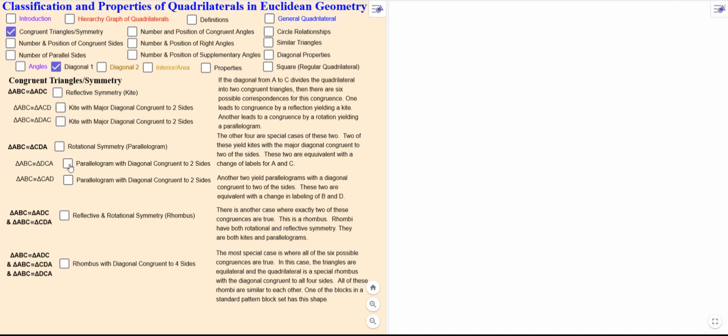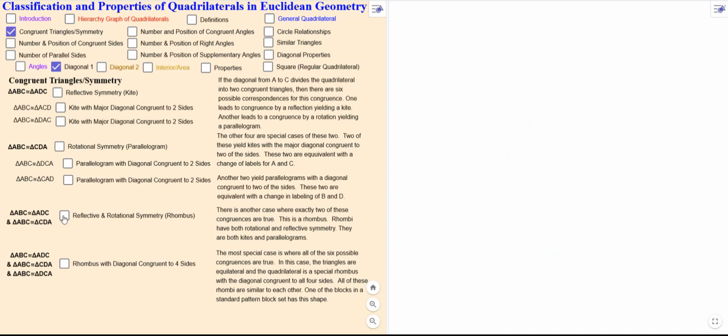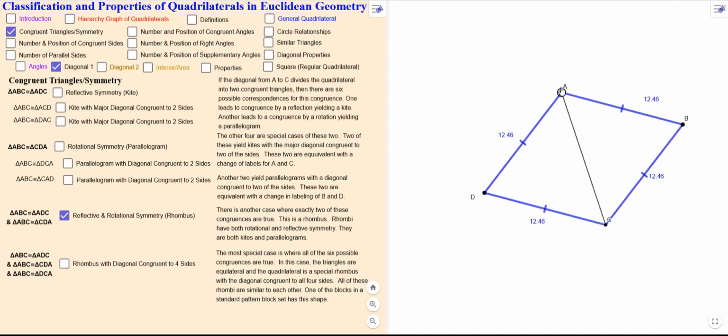If you have ABC congruent to DCA, you get a parallelogram, but a special kind of one where one of the diagonals is congruent to 2 sides. Same thing happens if you have ABC congruent to CAD. And if you have ABC congruent to ADC and ABC congruent to CDA, you get a rhombus.